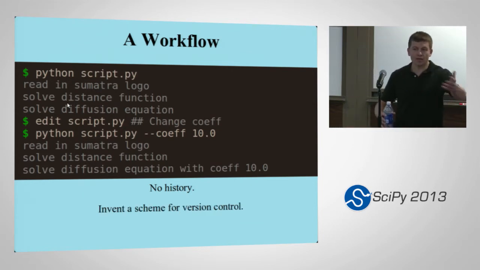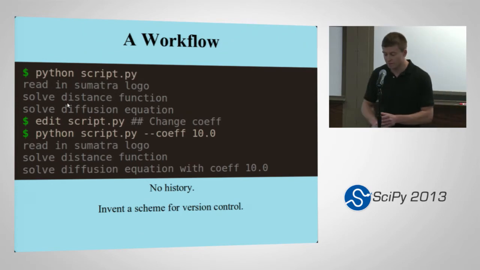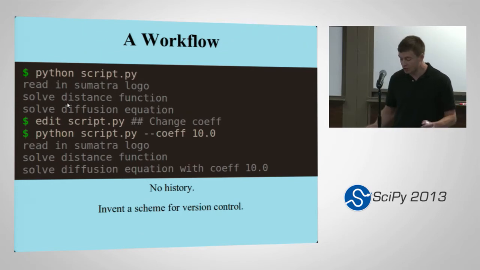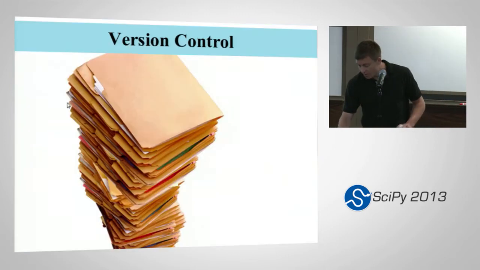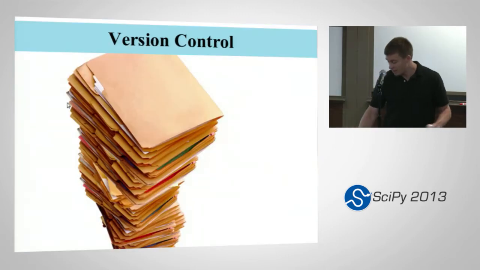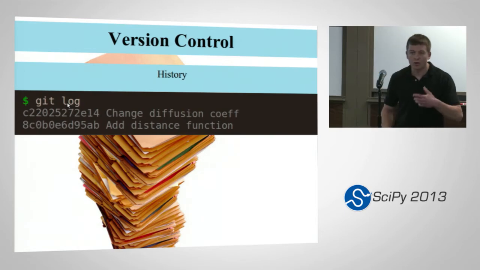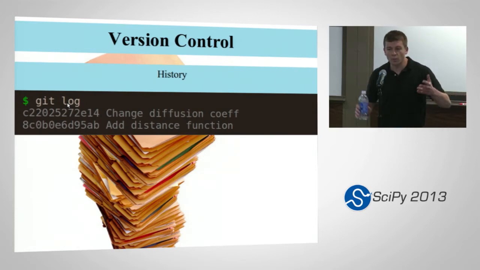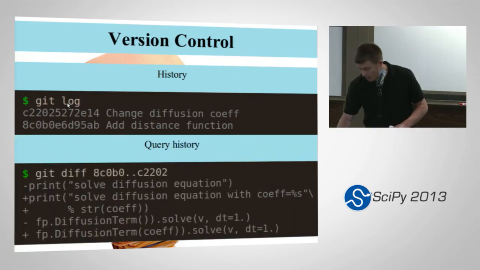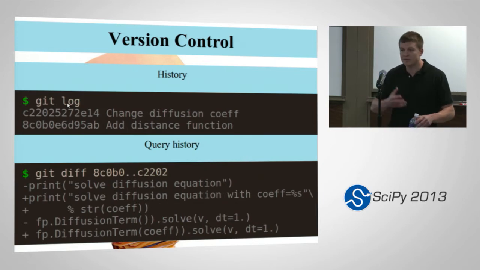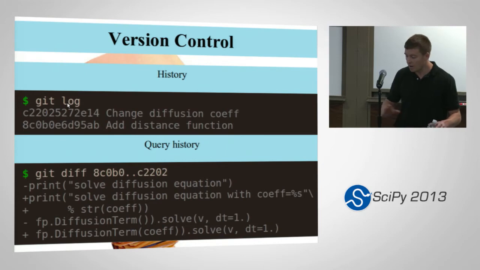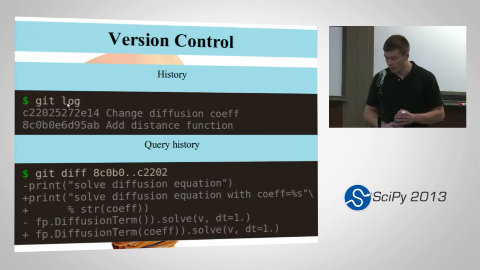So in the past, I would have invented a scheme for version control. So I'd have written the files to some directory or changed the name of the files and tried to keep some sort of ad hoc history. But we know there is a better way. We know we have version control. We've got the history of what we've done. And we can query the history. So we have some ability to go back and query the history of what we've done.